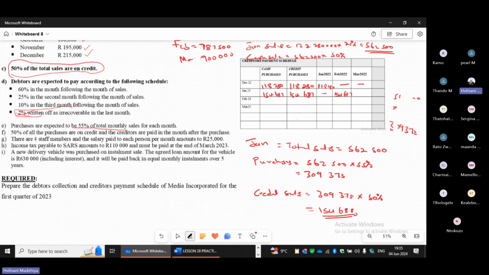So which means that you no longer have to calculate it because you already calculated the 50% of that total purchase, which is 154,688. Then the question says creditors are paid in the month after the purchase. So whatever we purchased on credit in January will be paid in the following month, which is going to be February. So here we're going to have 154,688 in February being paid to the supplier.